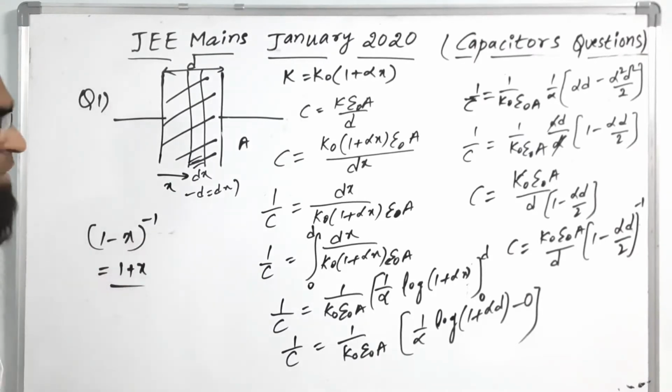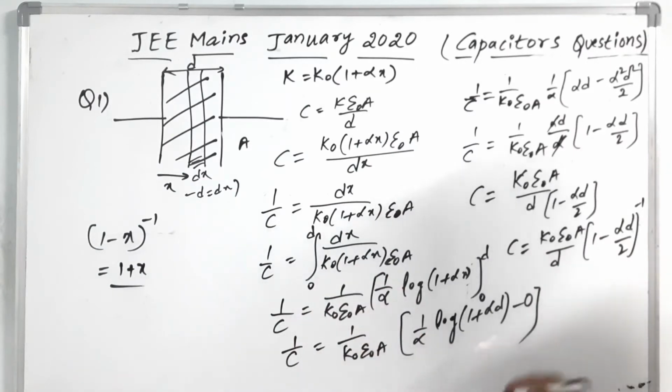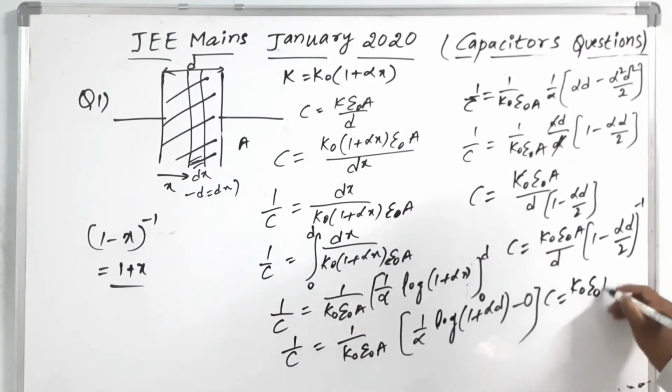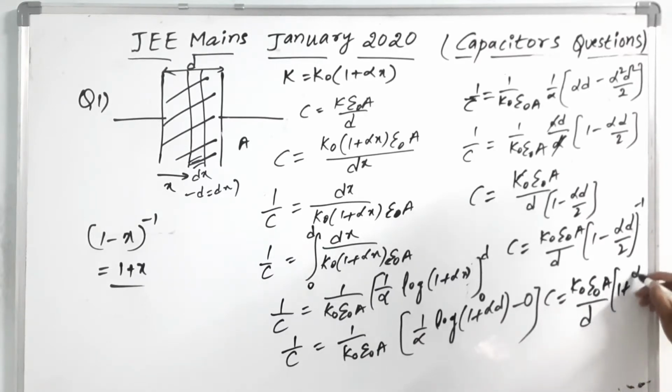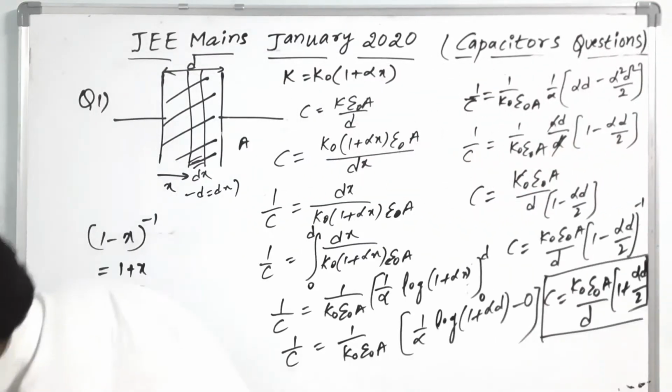Okay, binomial expansion formula. I hope you understood this one also. So finally I am writing here C equals k naught epsilon naught A by d into (1 plus alpha d by 2). This is the final thing. I hope you understood everything, every concept and all steps.